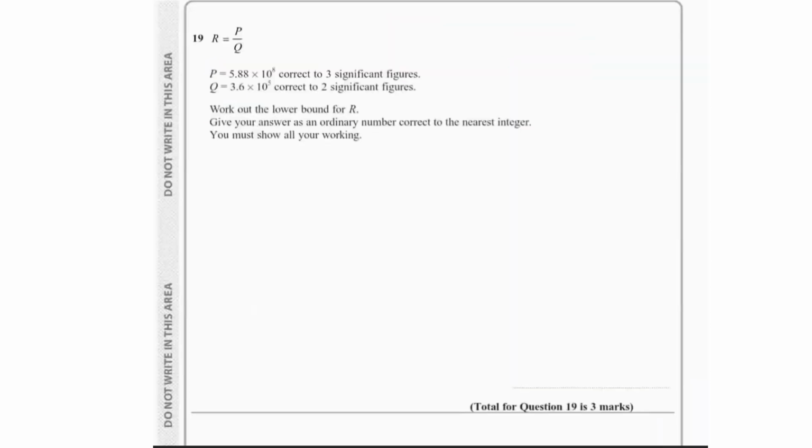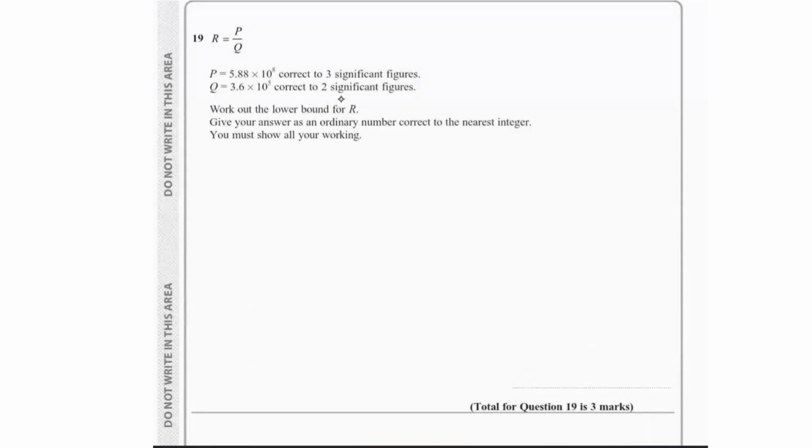Question 19 says R equals P over Q. P is 5.88 times 10 to the power of 8, correct to three significant figures. Q is 3.6 times 10 to the power of 5, correct to two significant figures. Work out the lower bound for R, giving your answer as an ordinary number correct to the nearest integer. You must show all your working.